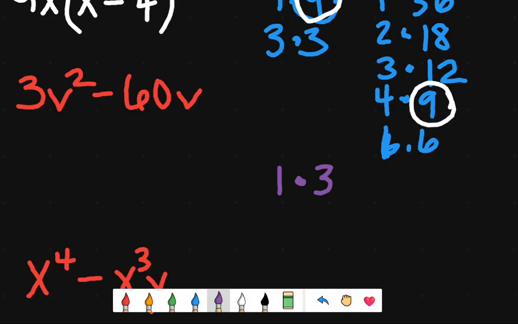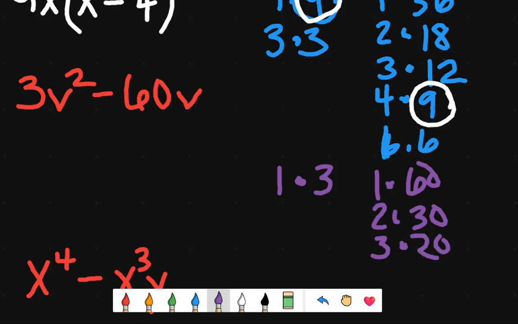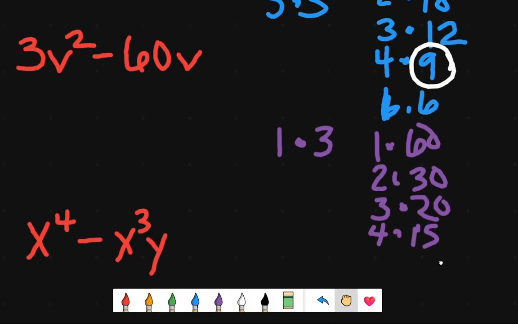Now let's find the factors of 60. Let's start off with 1. 1 times 60. 2 times 30. 3 times 20. 4 times 15. I'm just listing the factors even though we don't need all of them, because we could have stopped at 3, right? 5 times 12.